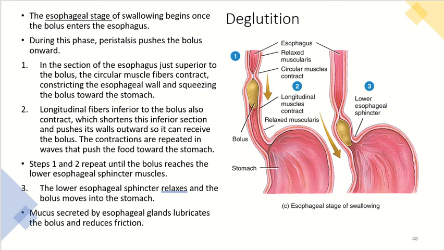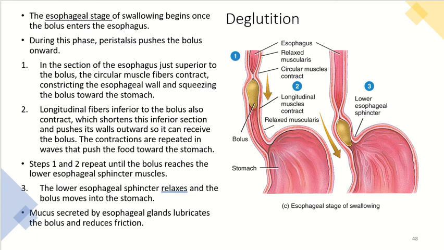and this is going to squeeze that bolus onwards towards the stomach. Then longitudinal fibers that are inferior to the bolus are also going to contract, and this is going to shorten this inferior section of the esophagus, and this is going to help to push its walls outward so that it can receive that bolus. And then the contractions are going to repeat in waves as that food moves to the stomach. So steps 1 and 2 are going to repeat until we've moved that food bolus down to the lower esophageal sphincter, at which point the lower esophageal sphincter is going to relax and the bolus is going to move into the stomach.